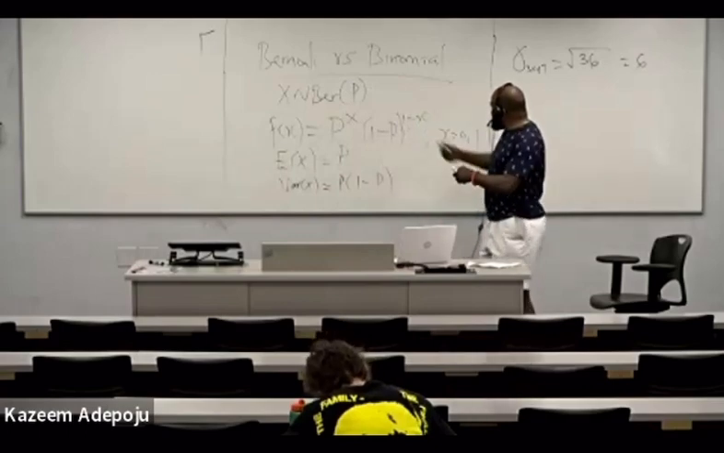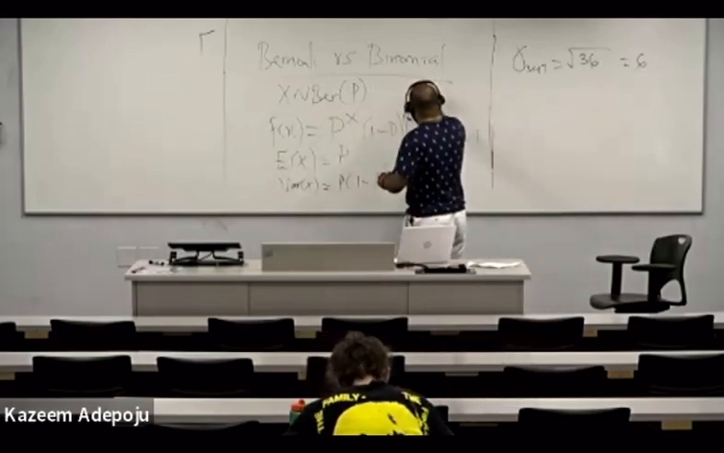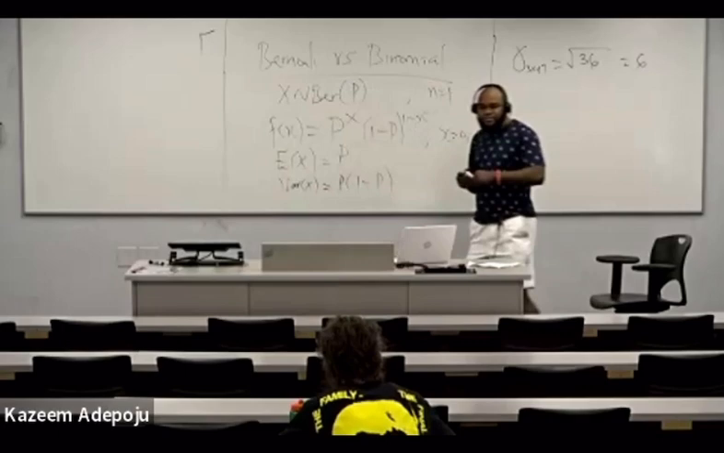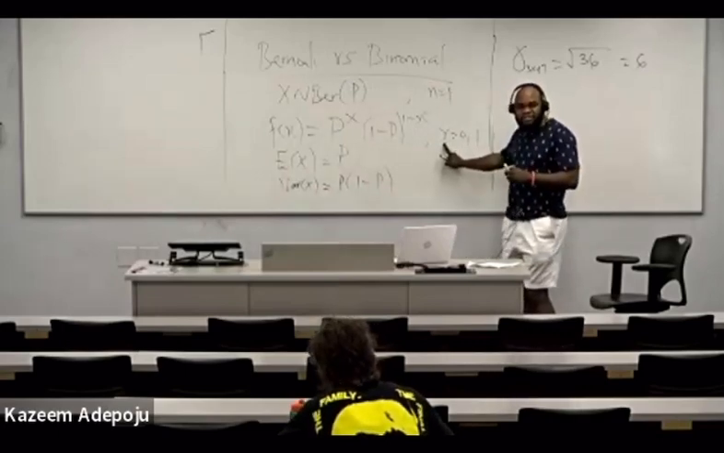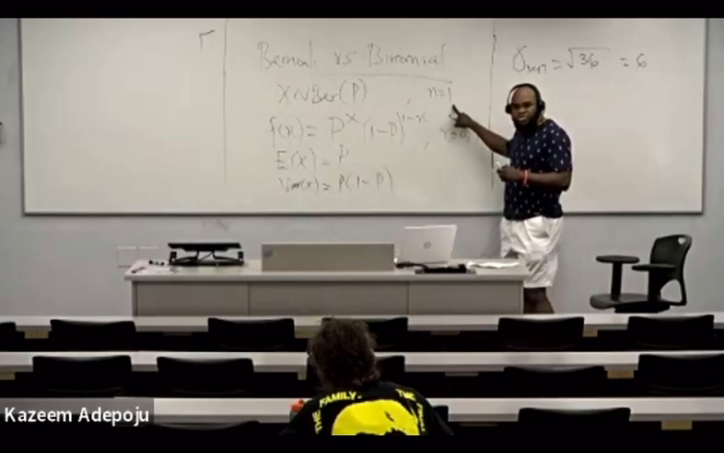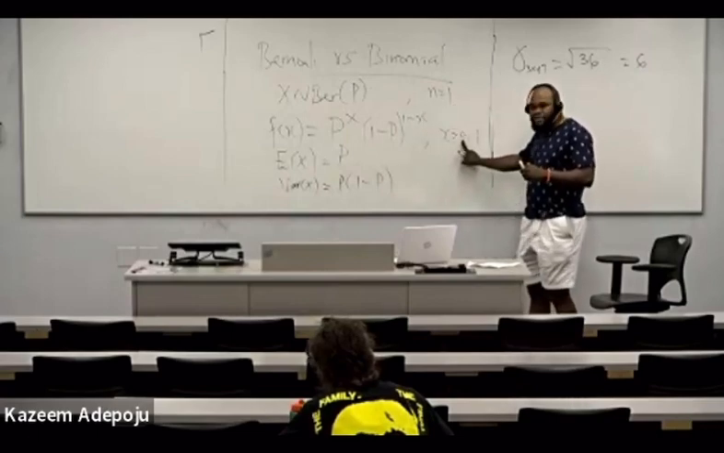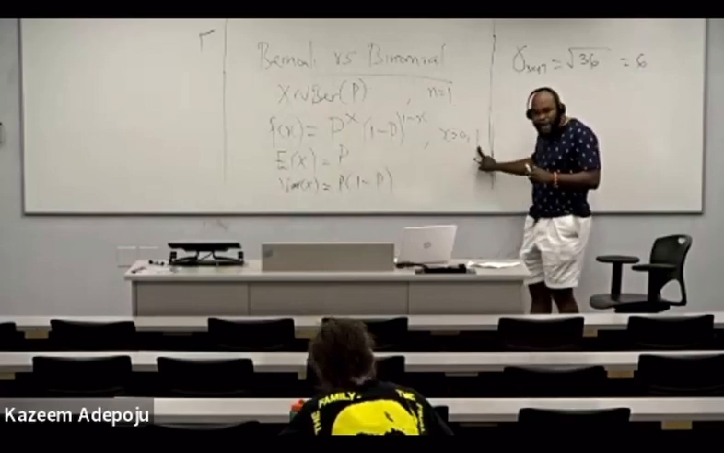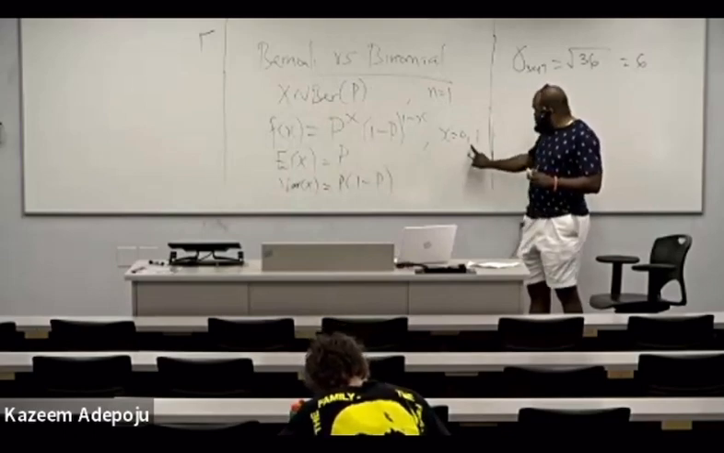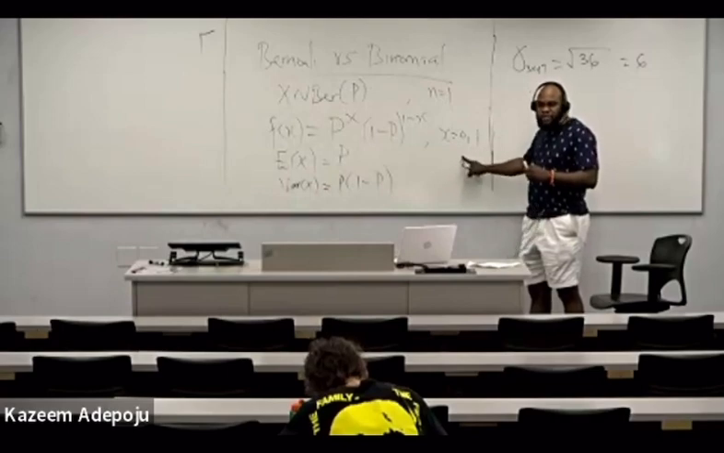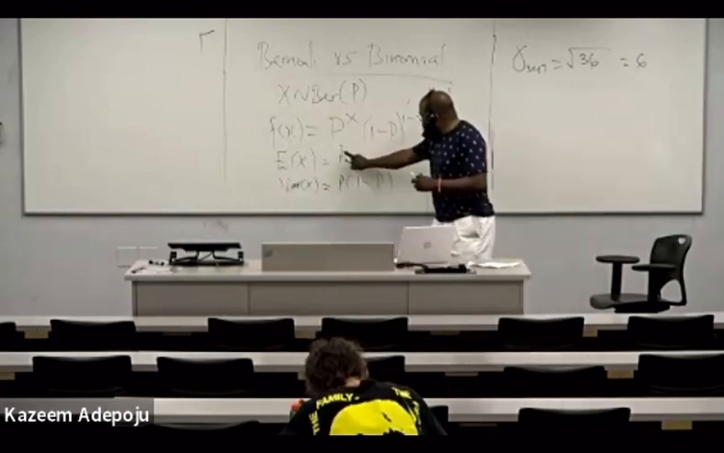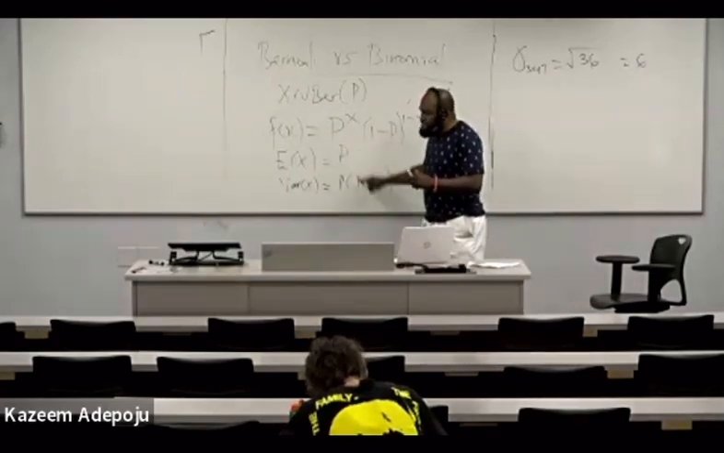So in the case of Bernoulli distribution, the number of trials is 1. X represents the number of successes. When I try once, either I record 0 successes or 1 success. This is the state space of the Bernoulli distribution. I'm still going to derive all of this with you.